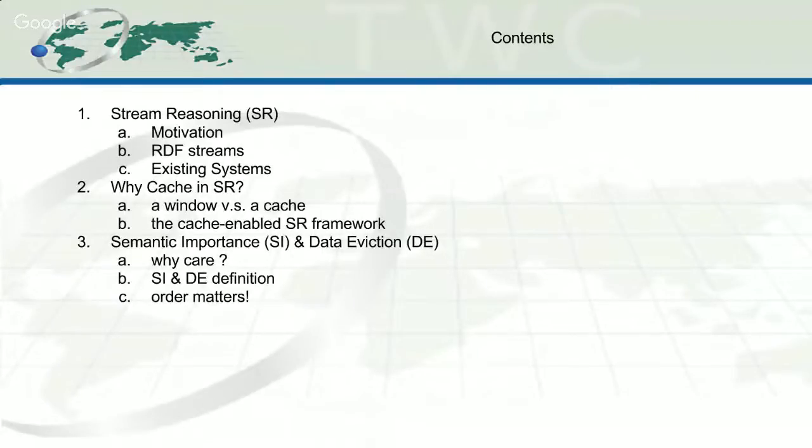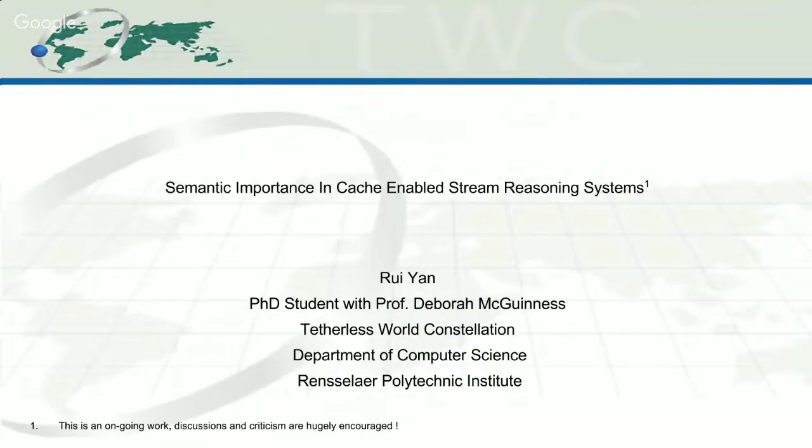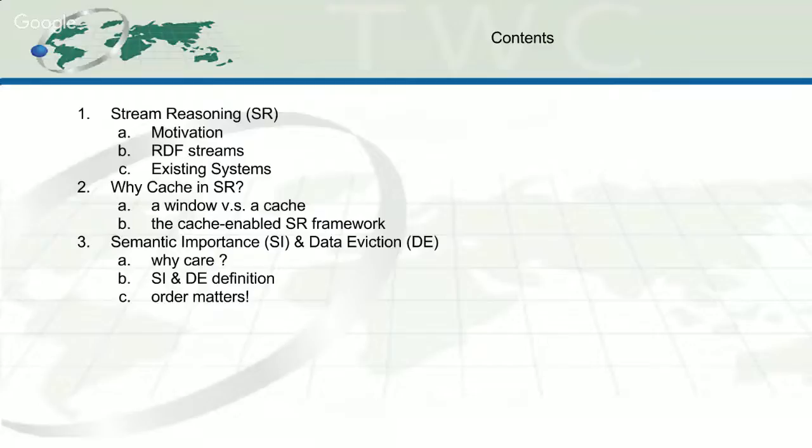The title is Semantic Importance in Cached Stream Reasoning Systems. There are exactly three parts: I'm going to cover stream reasoning systems, a cache-enabled stream reasoning system, and semantic importance. This is an overview of my talk. I'm going to cover the motivation of stream reasoning, and then the object of stream reasoning, that is the RDF streams, which encode streaming data. I'm also going to talk about existing systems in this field, and then dive into why we use cache in stream reasoning, which is a new way to do stream reasoning.